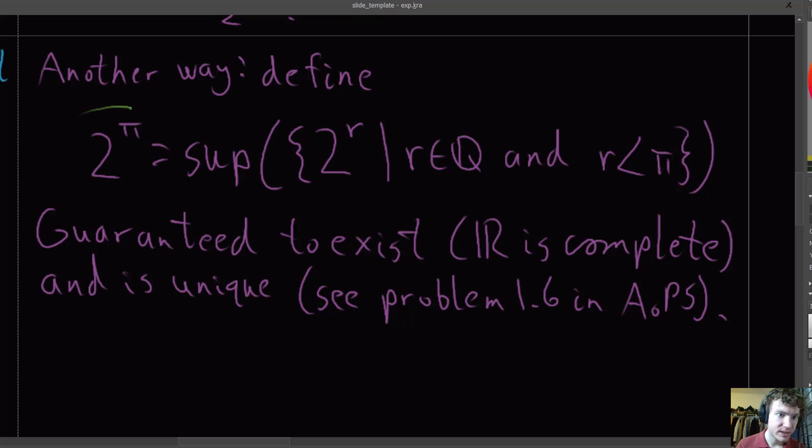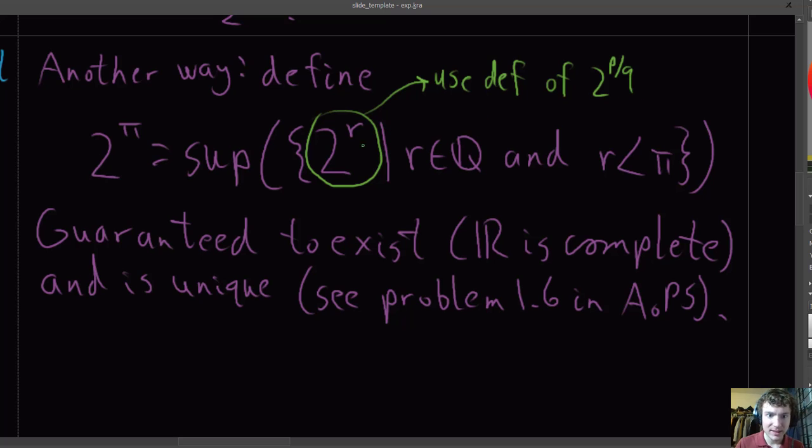So what we'll do is say, we're going to define 2 to the power pi, and what we're going to do is take the set of all 2 to the power r, where r is rational, and it's less than pi. So whenever r is rational, we can use our previous definition. So we use the definition of 2 to the power p over q, which we saw in the first video. So that lets us precisely define all of the numbers in this set, and then this set consists of those 2 to the r for all r less than pi. And now to define 2 to the power pi, we take the supremum of that set.